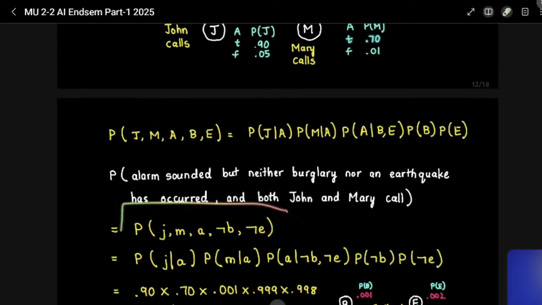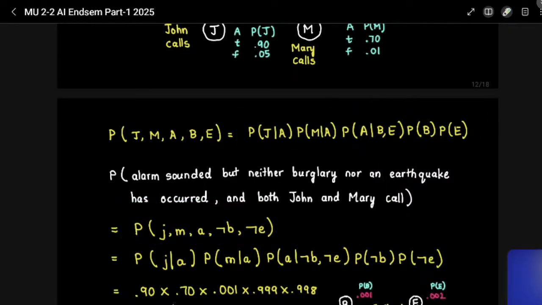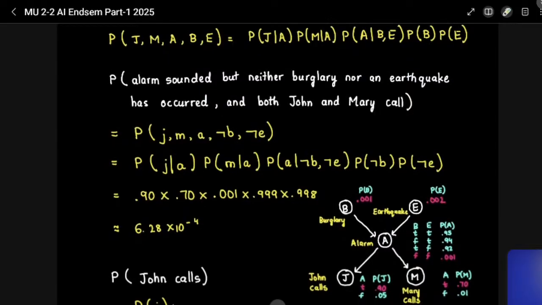Now that we have this, substitute in the expression that we derived. So it becomes like this. Just substitute all the values. Just look at the probability distributions and substitute the values. So for example, probability of John calling and alarm sounding, alarm ringing.